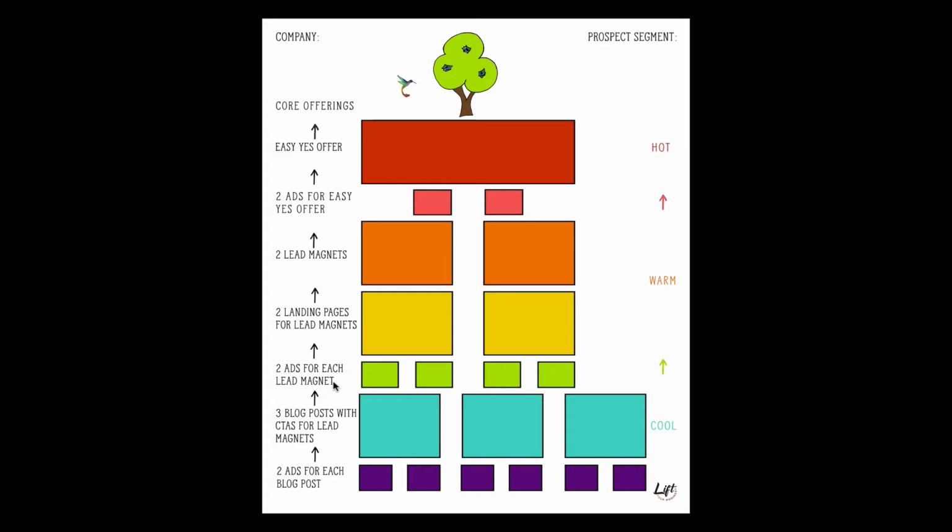Then you want to make a couple of ads for each lead magnet. Okay, so at this point, you've got 2 lead magnets, you're going to need 2 ads for each lead magnet, so you're going to need 4 ads total. Again, these can be social media posts. And then down here, you want to make a couple of blog posts with calls to action for the lead magnets.